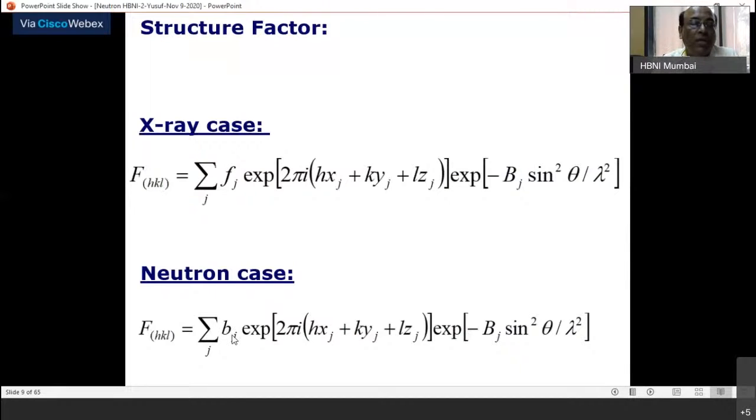In other words, this b value for a given atom in your system, whether that atom contributes to a Bragg peak at a lower 2 theta, or at a very high angle, let us say 100 degree 2 theta, the contribution of b will remain unchanged, because it does not have any decay as a function of 2 theta, unlike the X-ray case.